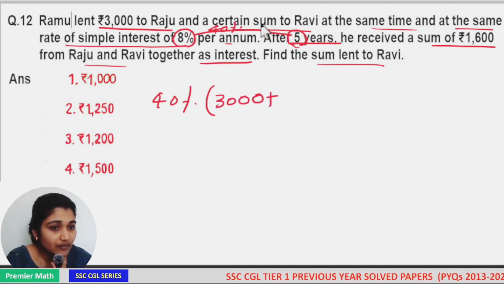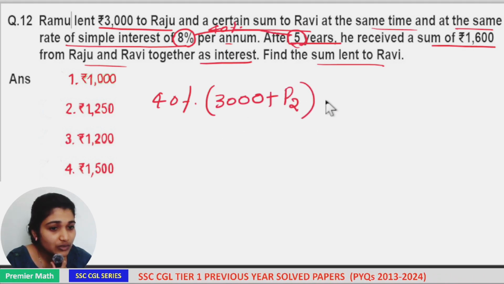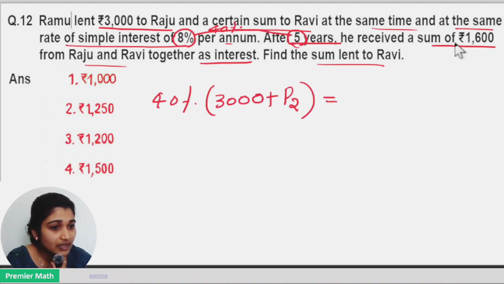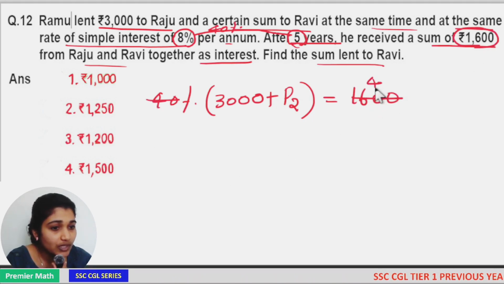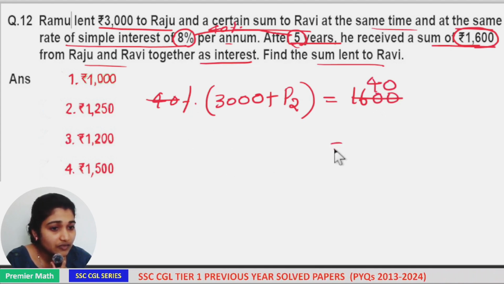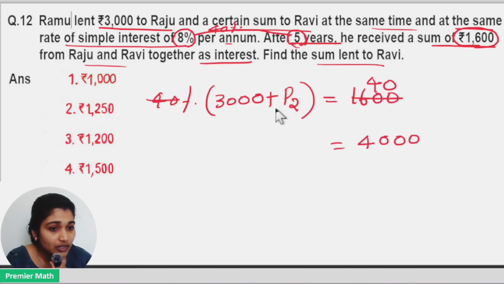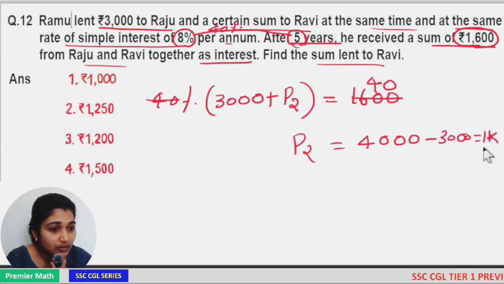the sum lent to Ravi, that is the principal lent to Ravi, which I will take as P2. Now 40% of the total principal is the total interest received in 5 years, which is equal to 1600. Now 40 goes 40 times in 1600, and if you transfer this percentage to the right hand side, this will become 4000. So 3000 plus P2 is equal to 4000, meaning P2 is 4000 minus 3000, which is 1000. Option 1 is your answer.